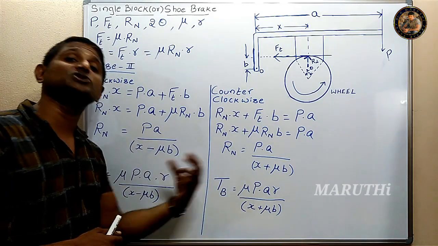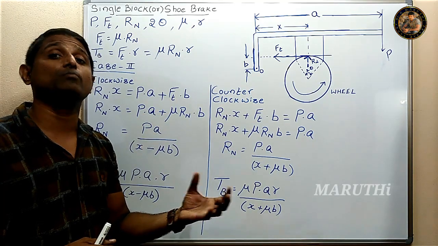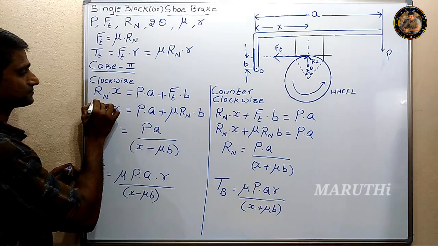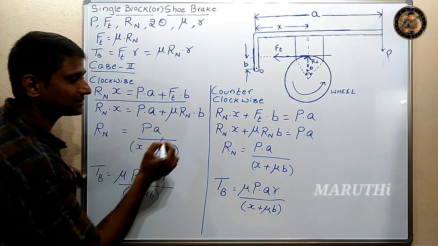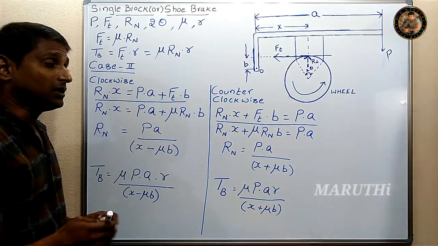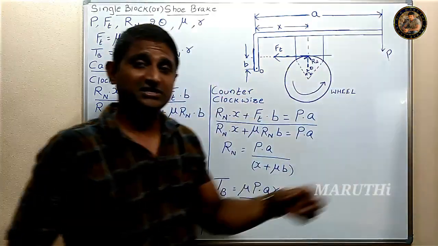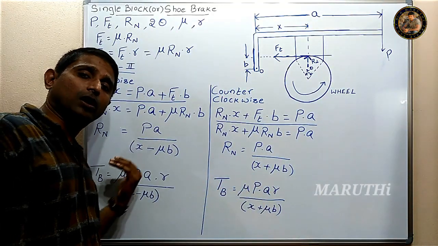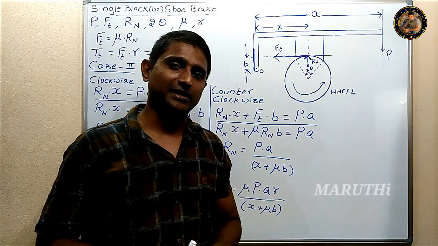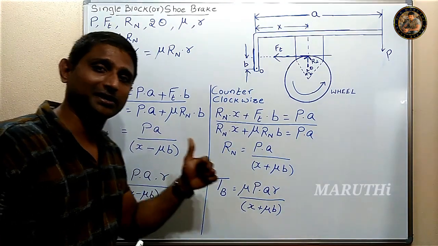So which one is better among these two actually? Means in which case the braking will be more effective. So if you observe carefully, compare this one with this. The external force is P that we are applying here. See, in case 1, whether the drum rotates clockwise or counterclockwise, it doesn't change the braking torque. Whereas the braking torque here is different when the drum rotates clockwise and counterclockwise.